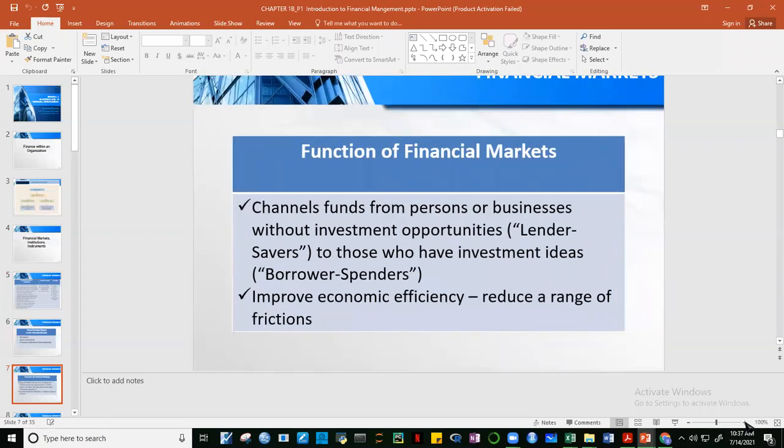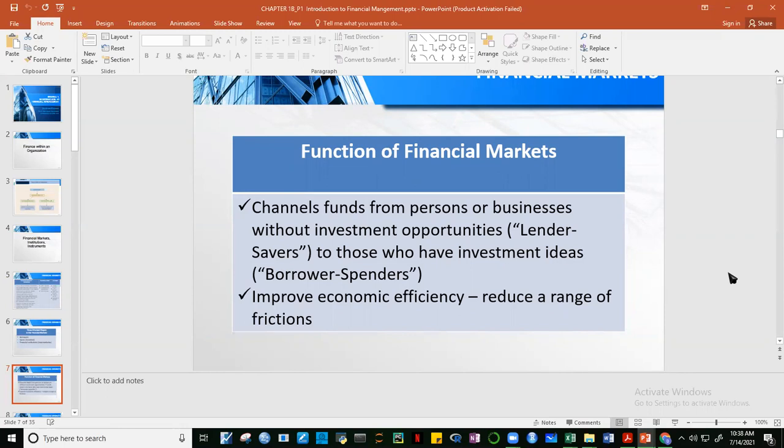Okay, so our financial markets have many functions. So, financial markets help channel funds from persons or businesses without investment opportunities. Okay, these are the lenders and savers. They have excess cash. They don't know where to put it. So, they can lend it to people who have investment ideas, and they're the borrower spenders. No? Lender-savers providing capital to borrower-spenders.